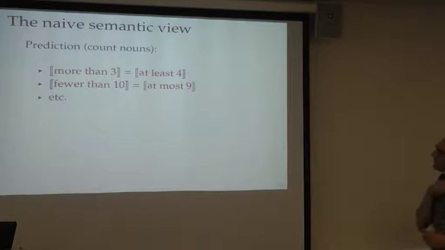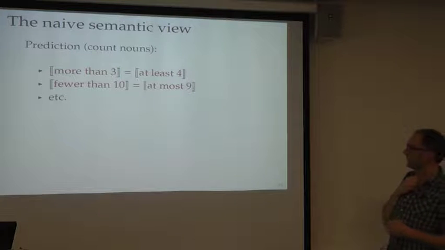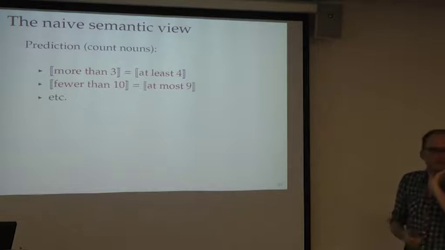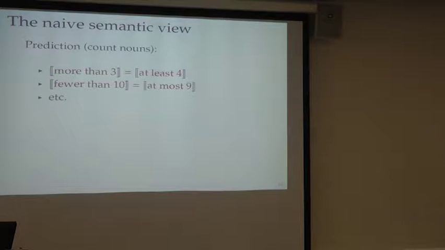Now here's a prediction. The prediction is something like this: the meaning of more than three is equivalent to the meaning of at least four. And the meaning of fewer than 10 is equivalent to the meaning of at most 9. This is if you talk about count nouns. If you talk about kilograms or if you talk about average children, then this doesn't work. But if we just talk about the number of students that pass the exam, then this should work.